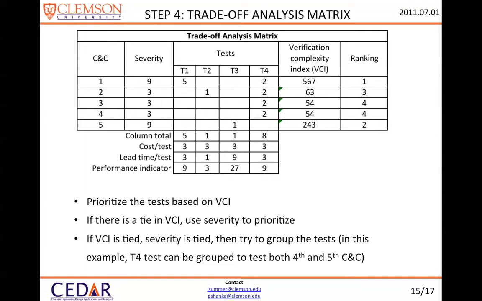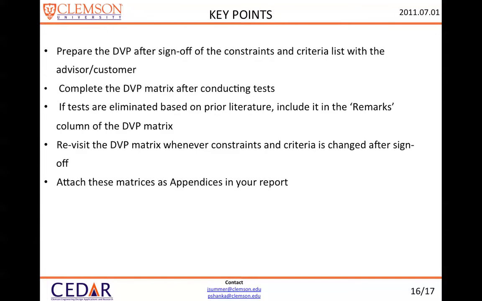But in case you are eliminating any of the tests from this matrix, you have to go back to the DVP matrix and then write it in the remark why you have eliminated it. So these are the 4 steps in our planning method. And now a quick recap of all the important points.